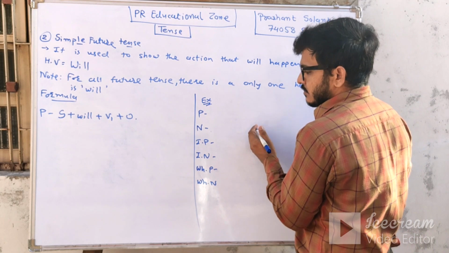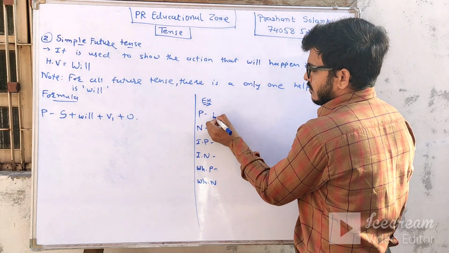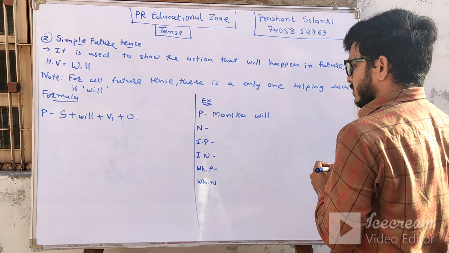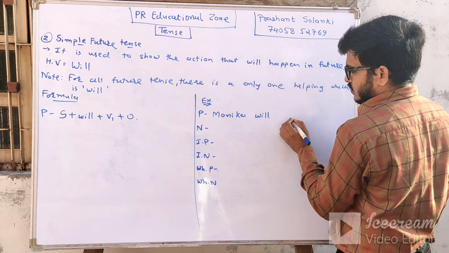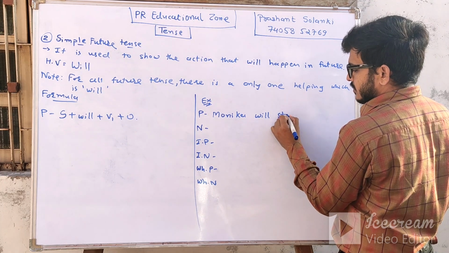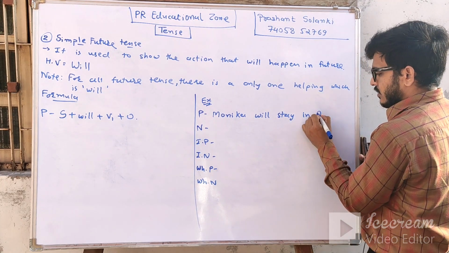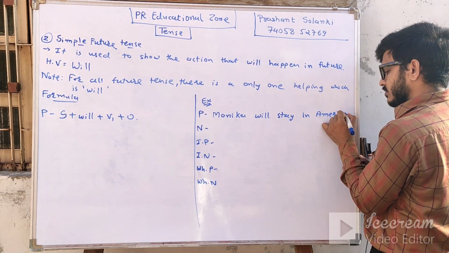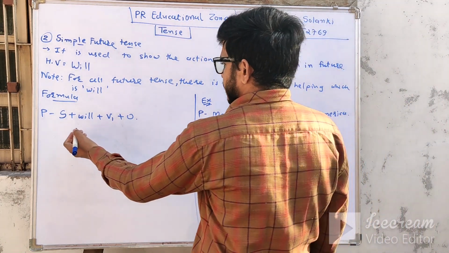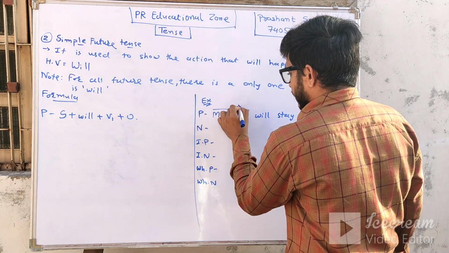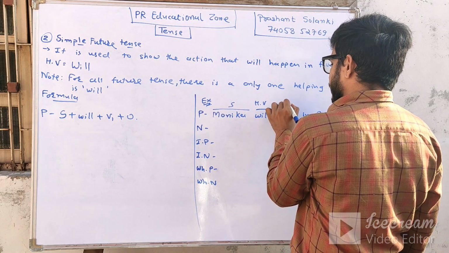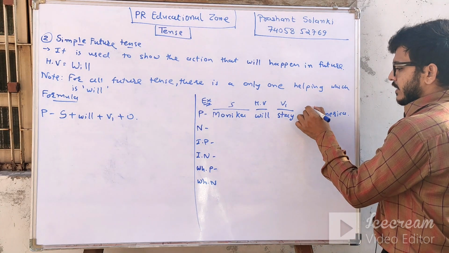In the example we can write: Monica will stay in America. Here the subject is Monica, the helping verb is will, the verb is stay, and in America is an object.